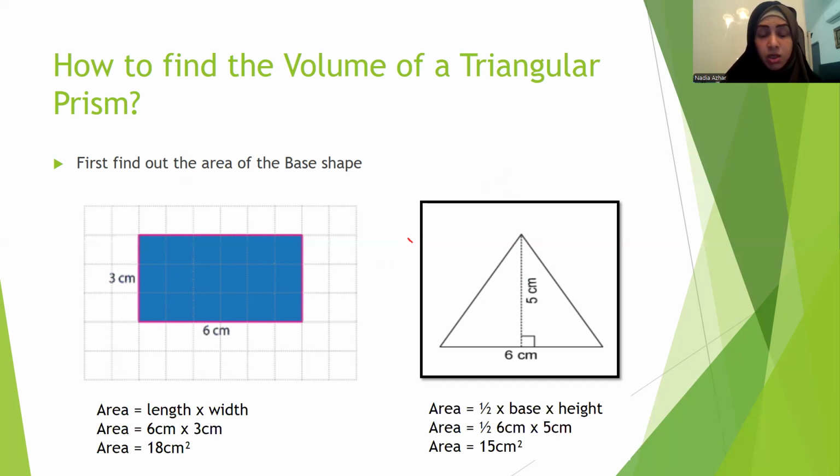Because we need to find the volume of a triangular prism. So it's very easy. What is the formula to find the volume of a triangular prism or even a rectangular prism? You simply have to multiply this area by the length to which the base extended. That is the third dimension.